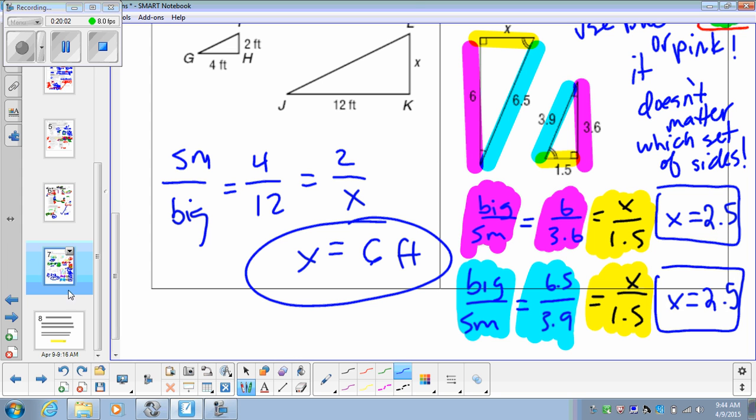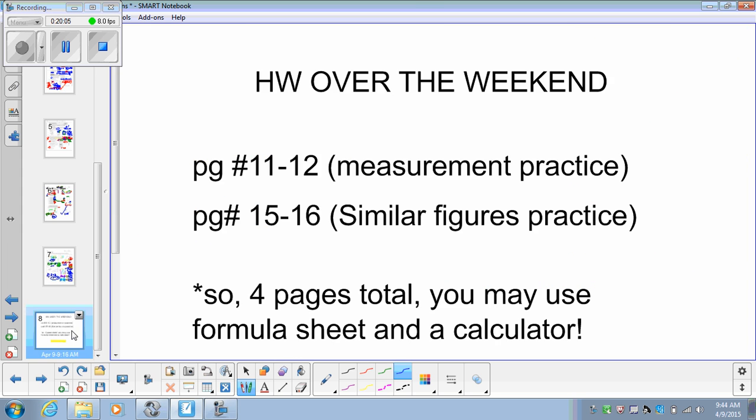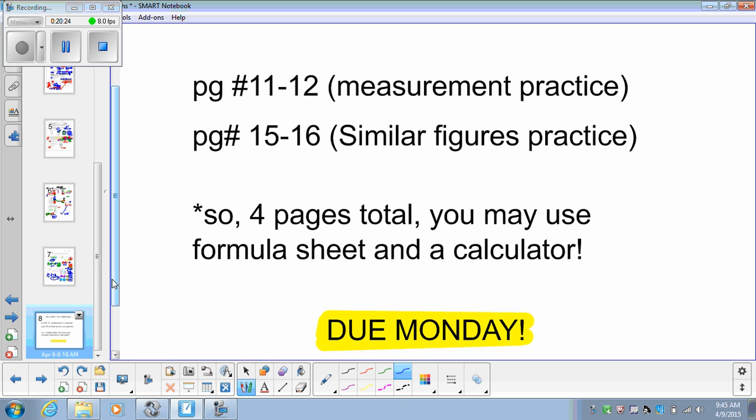All right, so now that we're done with our classwork, and you've done your warm-up and everything, here's your homework for the weekend. In your packets, flip with me to make sure you're okay seeing everything. You're going to do a little bit more measurement practice on pages 11 and 12. It's front and back. Yes, you can use your formula sheet. Yes, you can use a calculator. And then I want us to practice some of the stuff with shapes that we've been doing and similar figures. So I want you guys to do pages 15 and 16. That should not take too long. So for homework this weekend, you have 4 pages total: 11 and 12, front and back, and then 15 and 16, front and back.